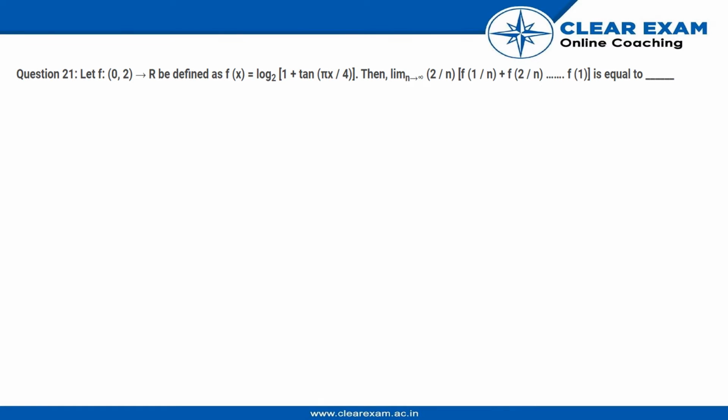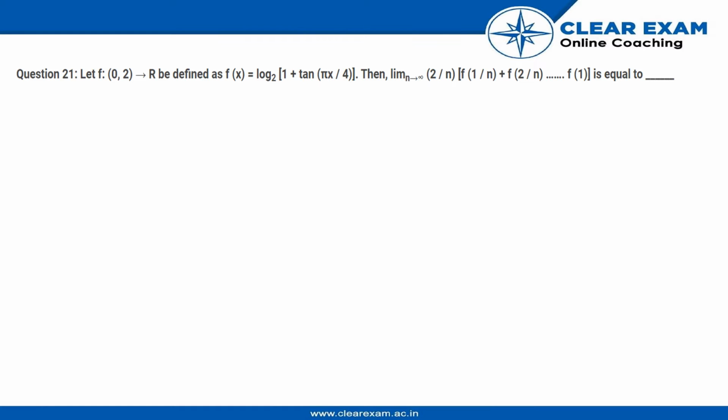Hello students, here is the question. Let f, that goes from 0 to 2 to R, be defined as f of x is equal to log of 1 plus pi x by 4 to the base 2. Then the limit as n tends to infinity of 2 by n times f of 1 by n plus f of 2 by n, and so on until f of (n-1) by n, is equal to.